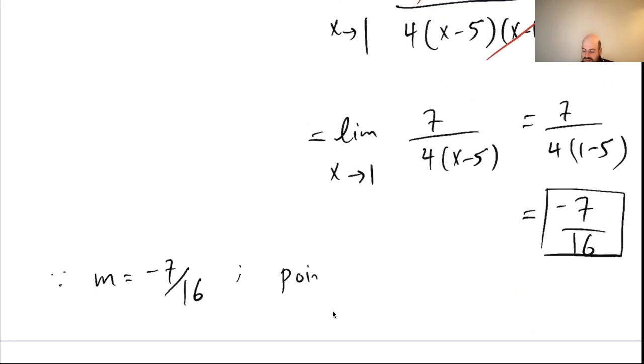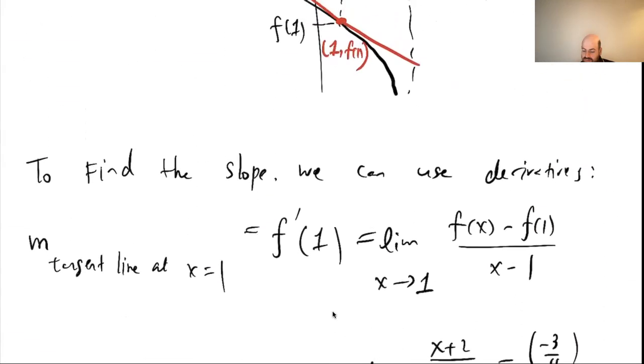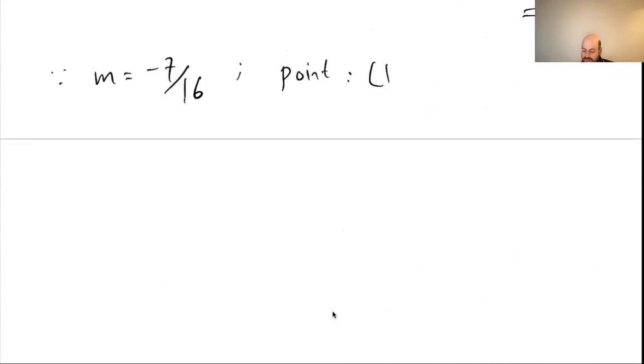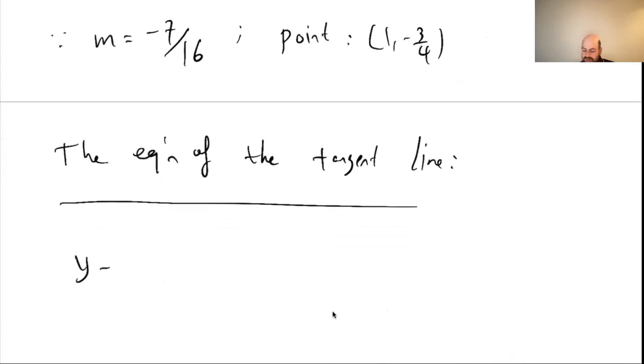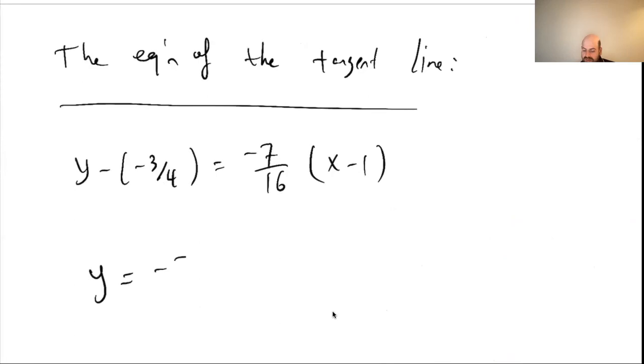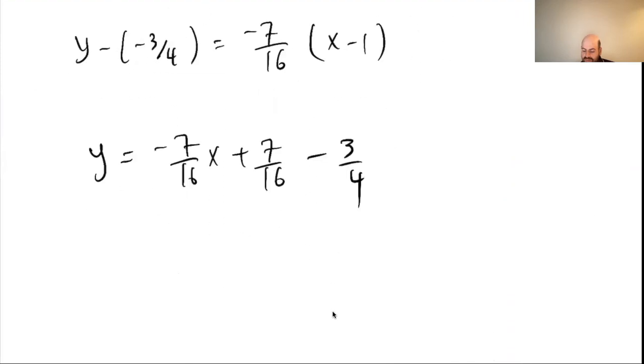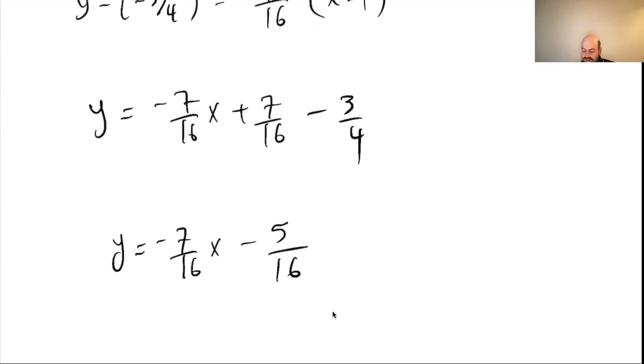And the point we said is 1 and minus 3 over 4. So the equation of the tangent line will be y minus 3 over 4 equals minus 7 over 16 times x minus 1, or y equals minus 7 over 16 x plus 7 over 16 minus 3 over 4. So y equals minus 7 over 16 x. And then 7 minus 12 is minus 5 over 16.